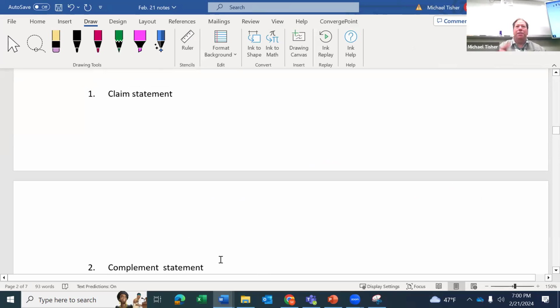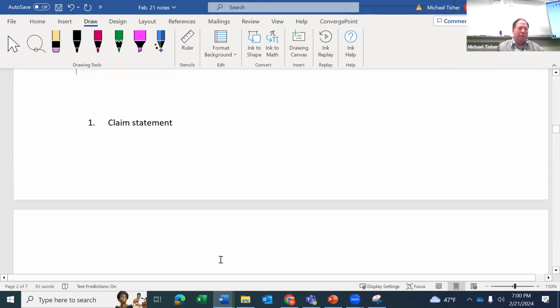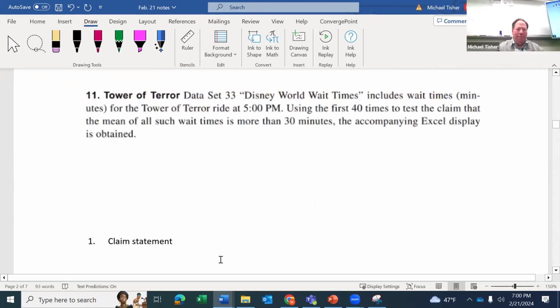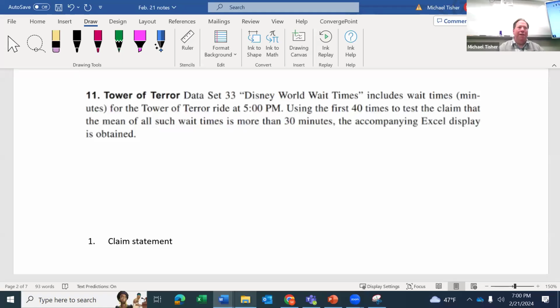Okay, we have the hypothesis test checklist. You ready, Angel? Hypothesis test checklist. Just help us, okay? So now we're gonna write down the claim statement, okay? So what are we claiming here?